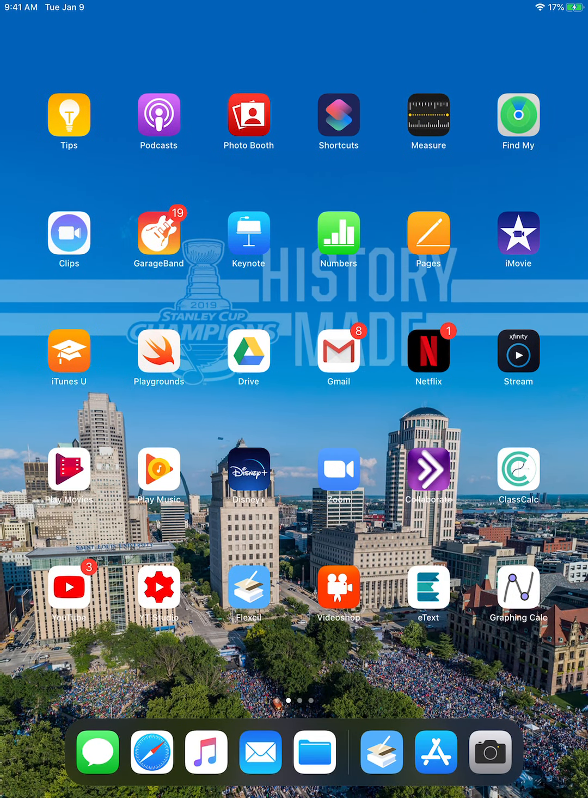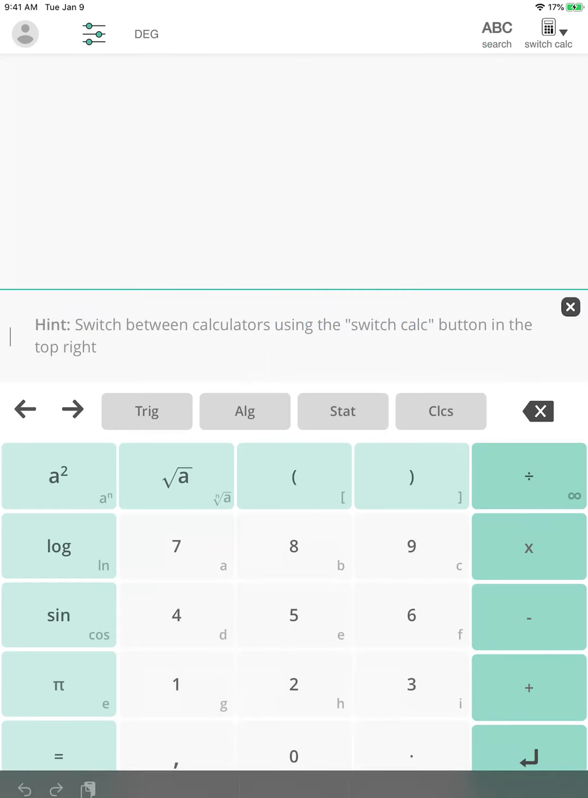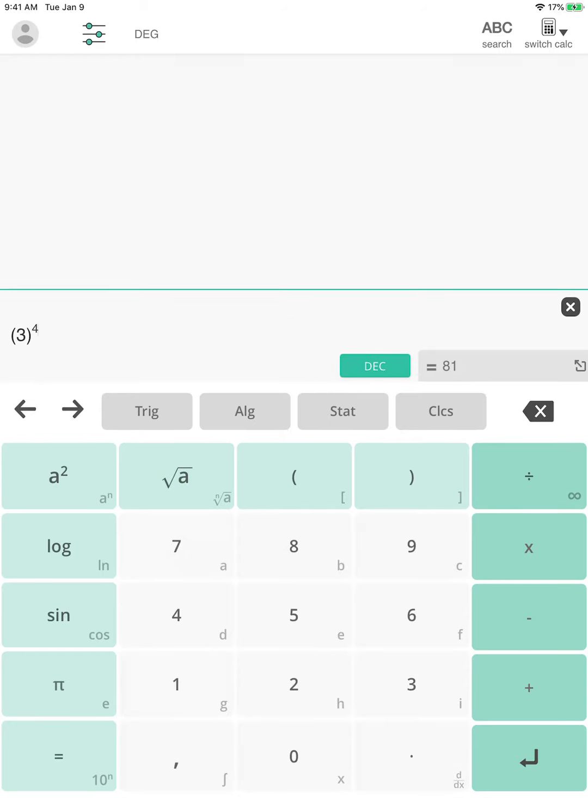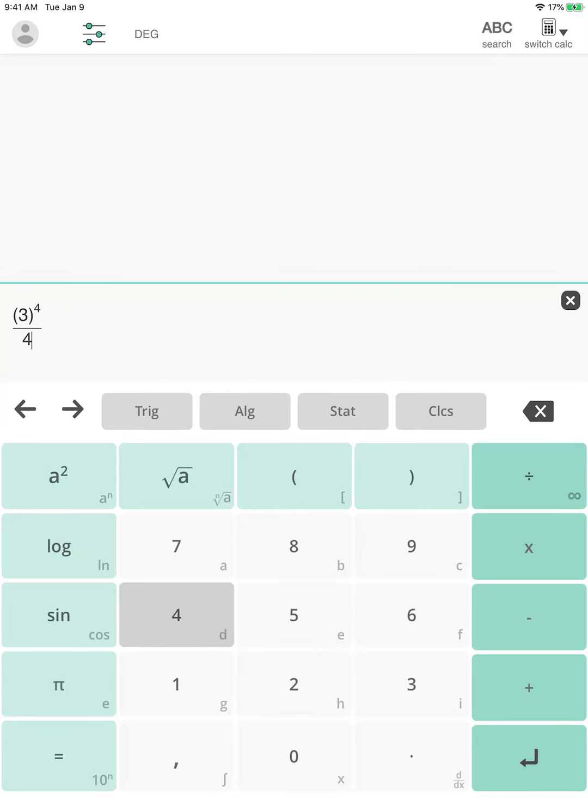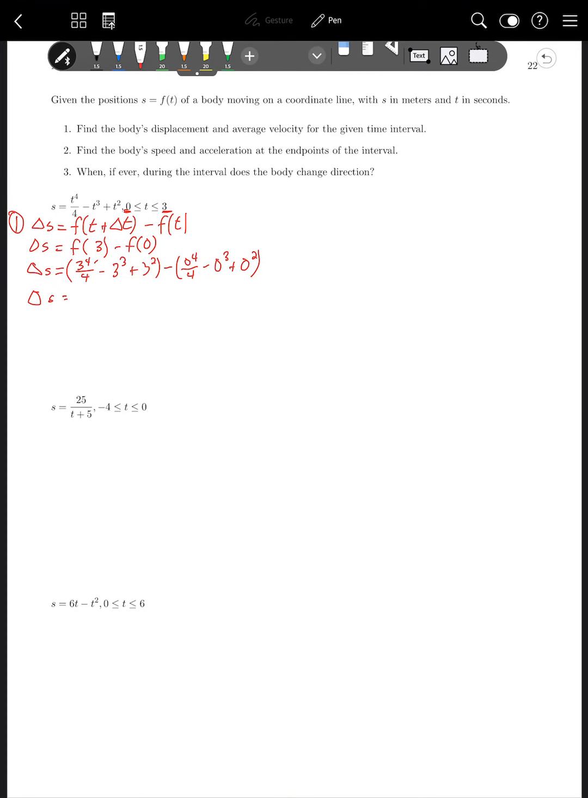So if I go to my class calc app, I can just put that in. And I can ignore the 0, right? Because those are just going to be 0. So 3 to the 4th divided by 4 minus 3 to the 3rd plus 3 squared. Okay, so that's 2.25. And in a lot of cases here where we're doing applications, we're okay with using decimals. So that would be 2.25 meters.